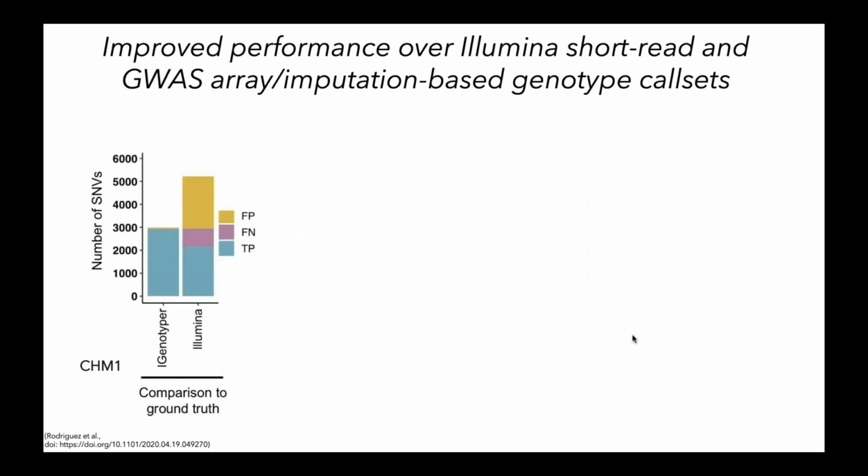We also obviously wanted to compare our performance to see how we lined up with other approaches. And so we took our CHM1, the haploid sample, and asked if we took an Illumina data set from the same sample, how does it perform relative to iGenotyper and PacBio capture? And what we see when we compare this to a ground truth SNP set is that iGenotyper is highly concordant with the ground truth SNP set with very few false positives, in contrast to Illumina, which has a high false positive rate and a lower true positive rate than we observe for iGenotyper.